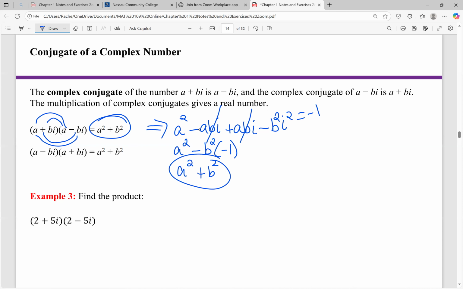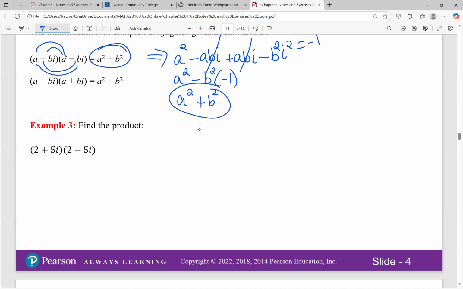So look, example 3, let's multiply these conjugates. 2 plus 5i times 2 minus 5i. So we're going to multiply first terms. 2 times 2 is 4. 2 times negative 5i is negative 10i. Multiply your inner terms. 5i times 2 is a positive 10i.